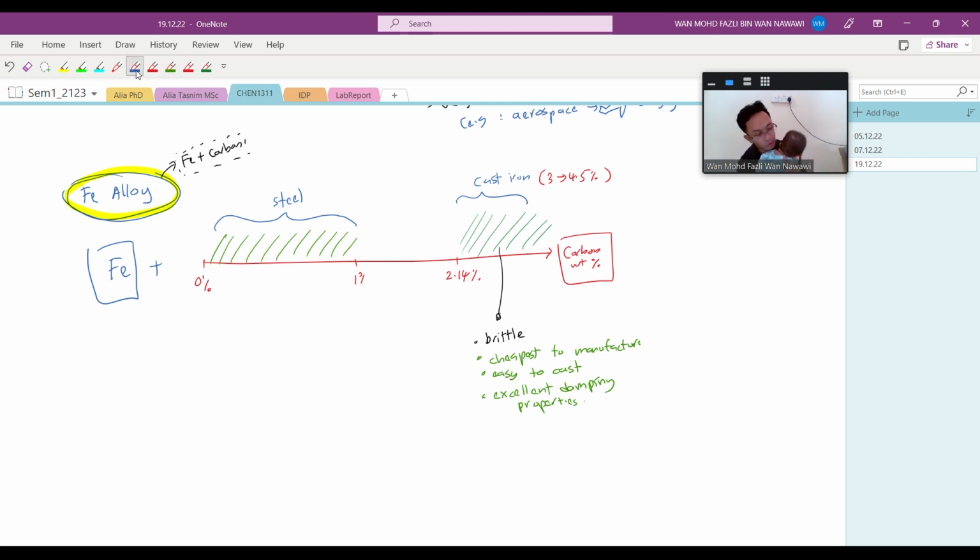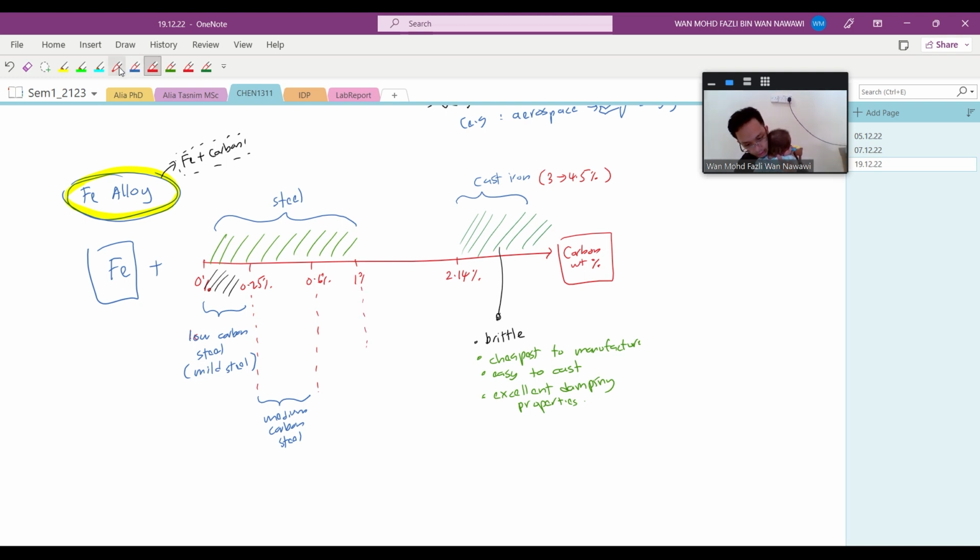So when we talk about steel, you can divide this further. Let's say you have 0.25 in this region. Below 0.25%, we call it low carbon steel, in other words mild steel. Between 0.25 to 0.6%, we call it medium carbon steel, and then the rest here.